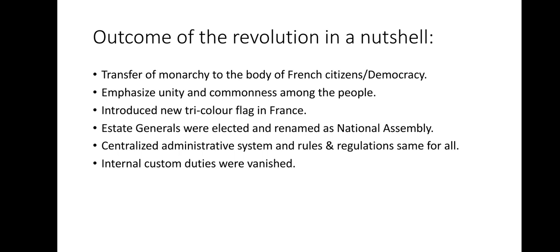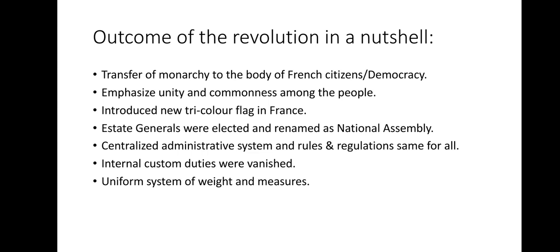Okay, so the same thing happened in France also. Once the war gets over, that means the revolution gets over, all the internal custom duties imposed by the kings and the queen were vanished.